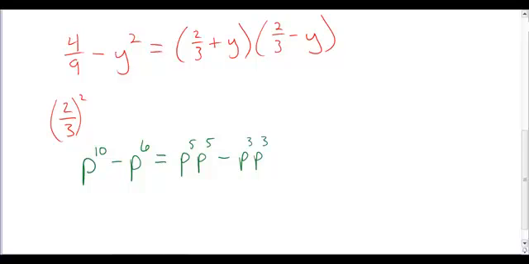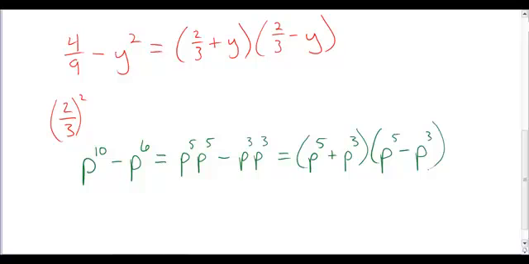Whenever you're dealing with exponents, if it's an even number exponent like p to the 10th, p to the 6th, p to the 22nd, p to the 38th, anytime you have an even exponent, it is going to have a square root. It is a perfect square because you can just take half of the exponent and square it. So this factors to p to the 5th plus p to the 3rd times p to the 5th minus p to the 3rd. And there it is. We've completed difference of squares.